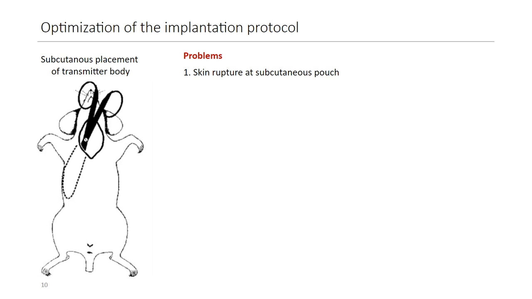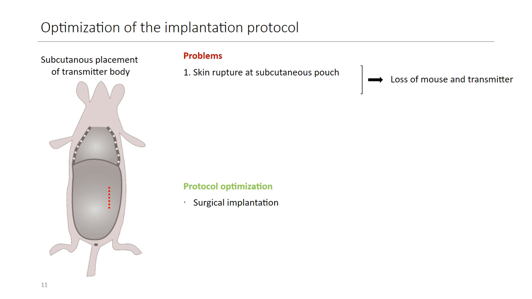And this was happening when we implanted the transmitter body after using blunt dissection using scissors. So this results in the loss of the mouse and the transmitter, and we try to prevent this by optimizing the surgical protocol. So first we make an incision at the abdomen.